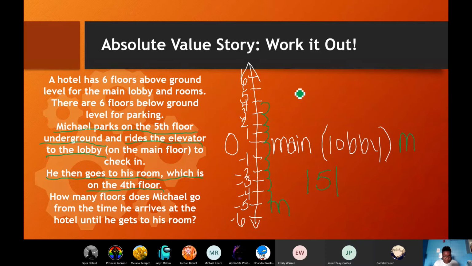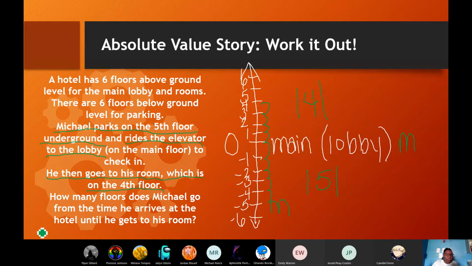What's the absolute value? Say it again. 4. So somebody's jumped ahead. So in all, what was the absolute value of Michael's trip? 9. How did you get that number? Adding 5. Added up the numbers you jumped. Yeah. So his total amount of jumping was 9. His absolute value from the parking lot, from where he was parked, was 5, and from the main lobby to his room was 4.